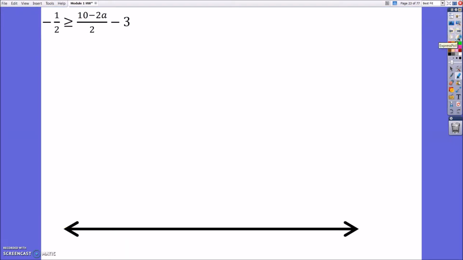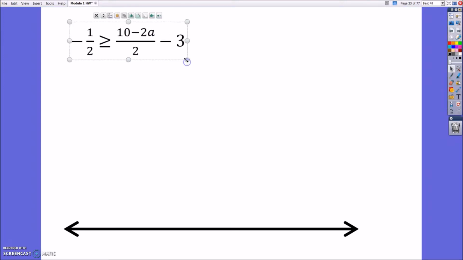I have negative 1/2 is greater than or equal to 10 minus 2a, all over 2, take away 3. So what I'm going to do here, same idea. You've got to decide, is it easier to deal with the fractions or to get rid of them? Usually, for my preference, I always like getting rid of the fraction. So I'm going to look at my LCM. I'm going to look at my denominators of 2, 2, and this imaginary 1 right here. The least common multiple of those is 2. So I'm going to multiply each and every term by 2.